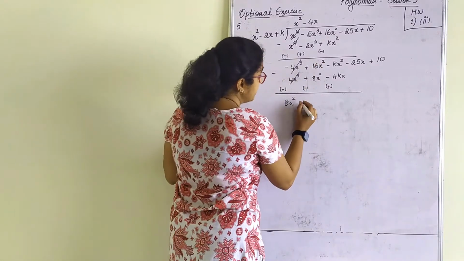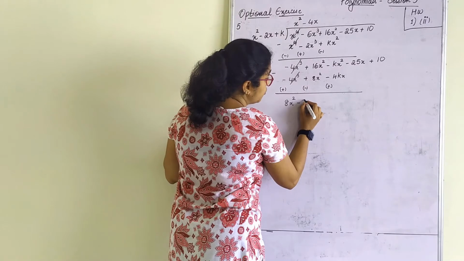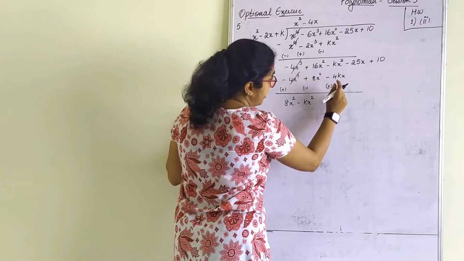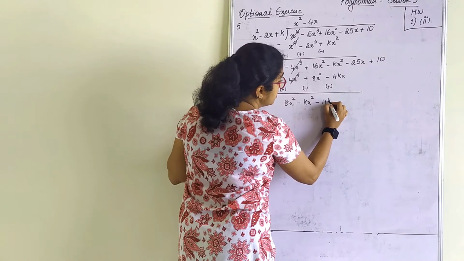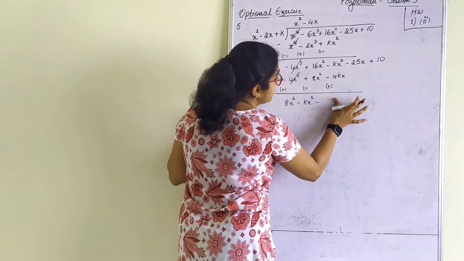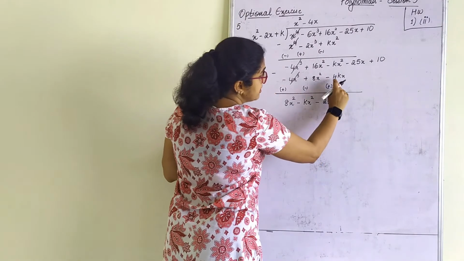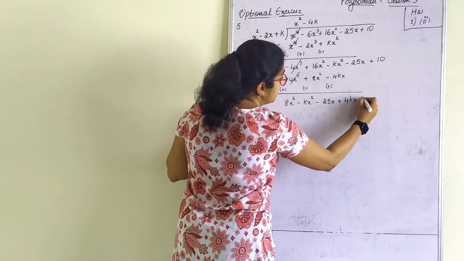Write them as it is, minus. After this, I will write the next x squared term, kx squared. Then I can write this minus 4kx, or we'll write this term first here, minus 25x plus 4kx plus 10.